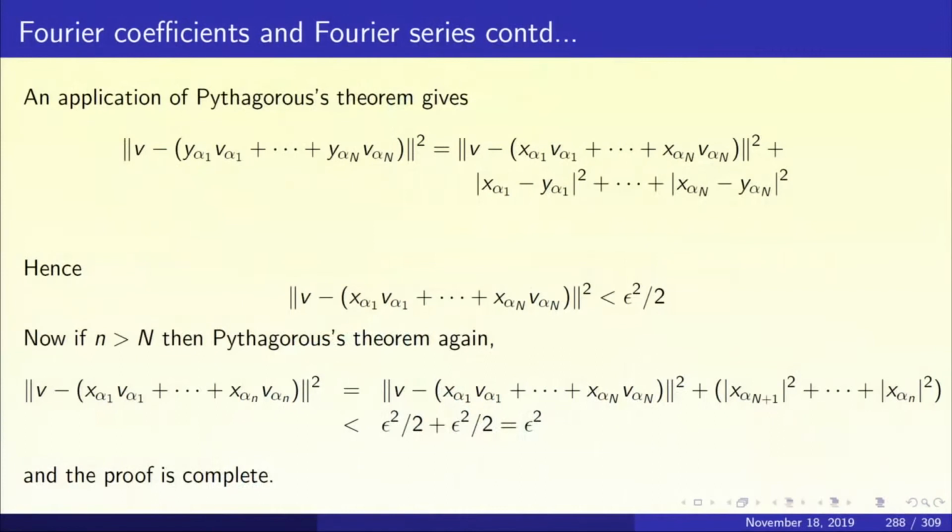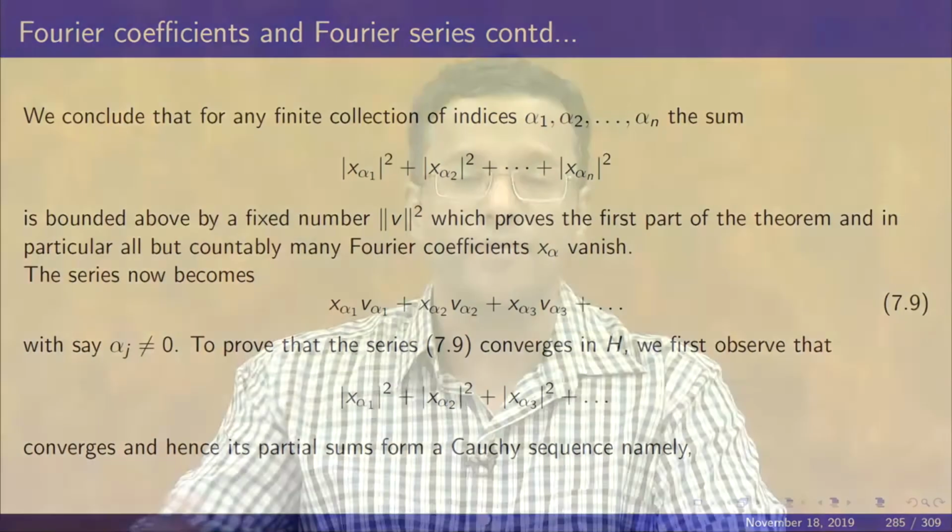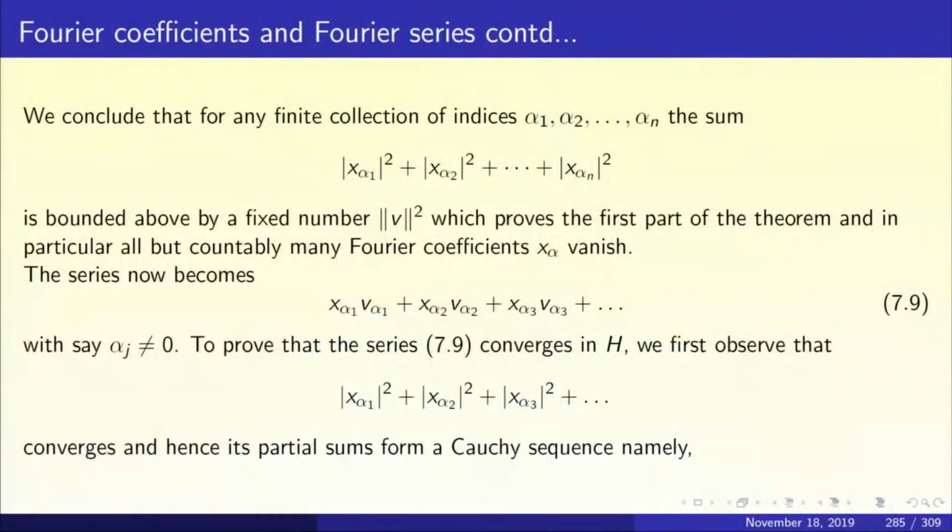So, we have proved that if little n exceeds capital N, then norm of v minus x alpha 1 v alpha 1 plus x alpha 2 v alpha 2 plus etc. plus x alpha n v alpha n is less than epsilon, which means the series 7.9 converges to V in the Hilbert space norm. So, the proof of the theorem is completed.